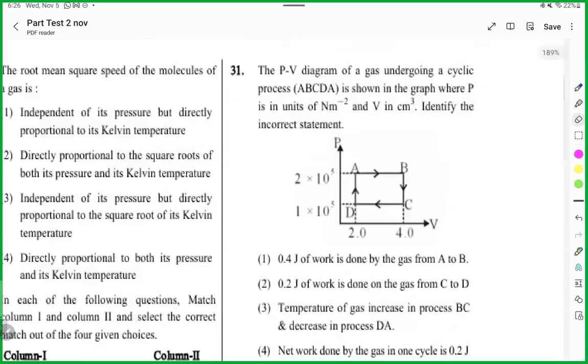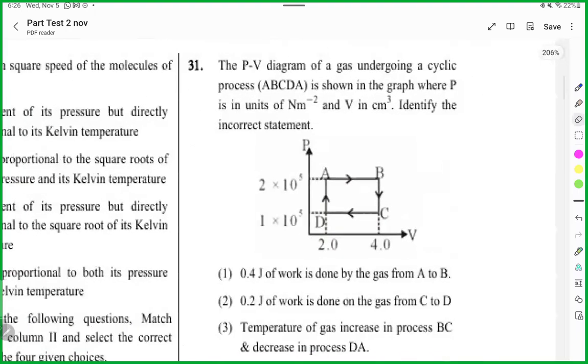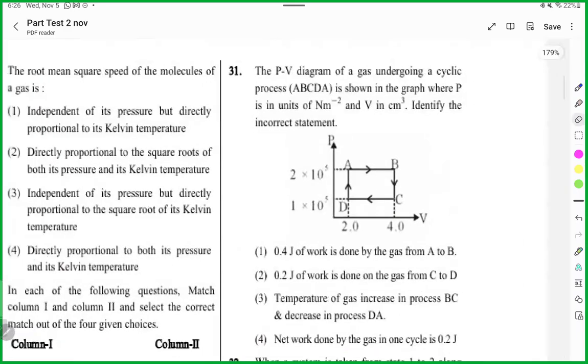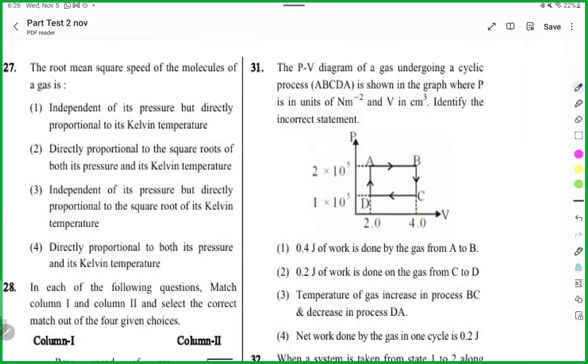31 वाला 31. PV diagram of a gas of a cyclic ABCDA, where P is the unit of pressure, V is the unit of volume. Identify the incorrect statement. This is P2, V2, P1, V1.